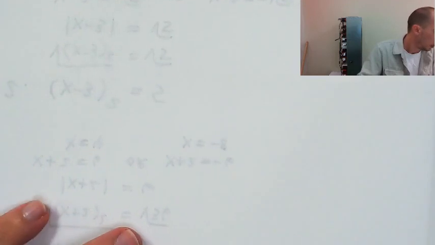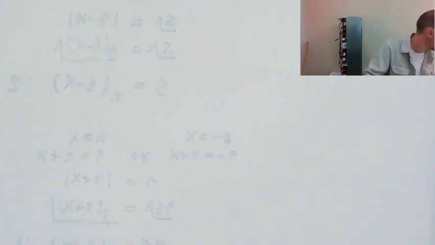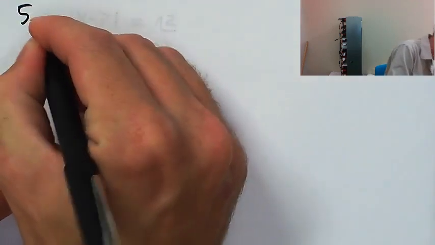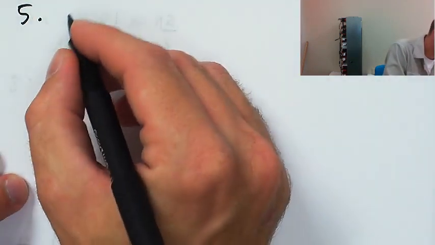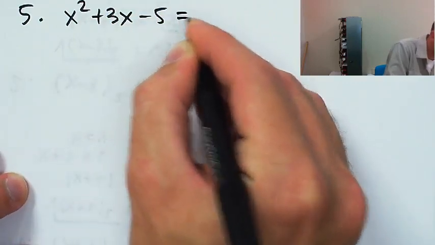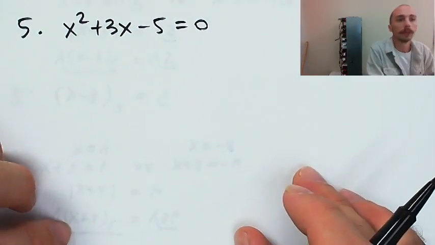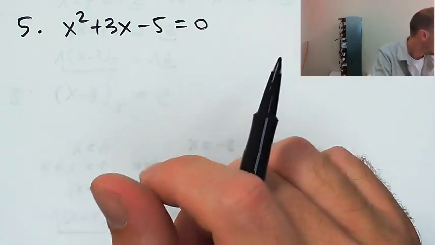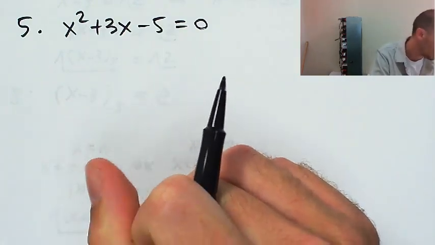Okay, that'll be good. Then, okay, what was I thinking? That was just number 4. Okay, yeah, there's one more. All right, x squared plus 3x minus 5 is equal to 0.